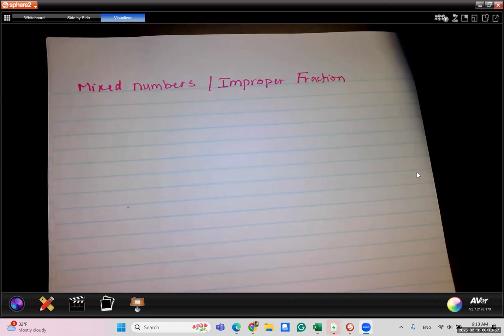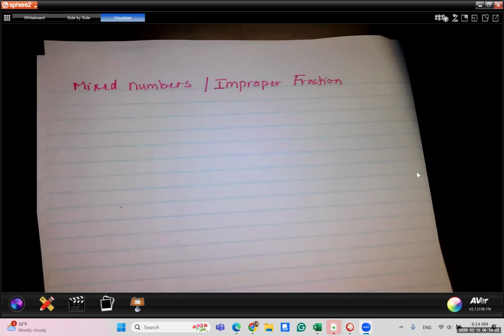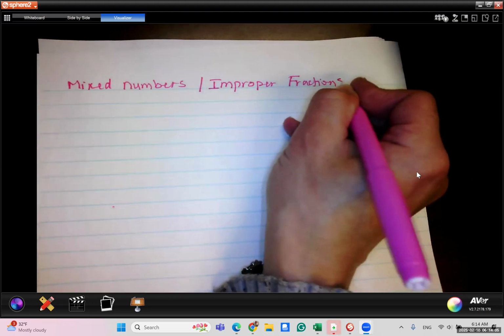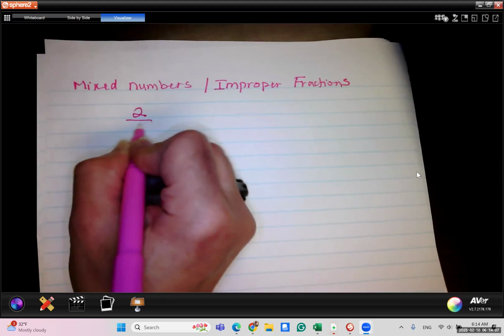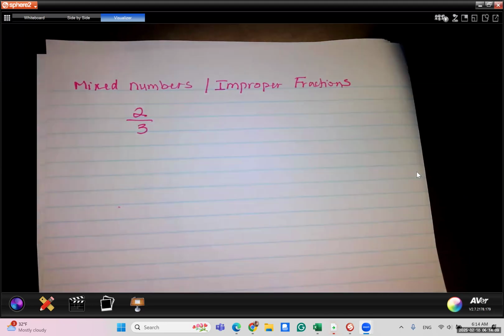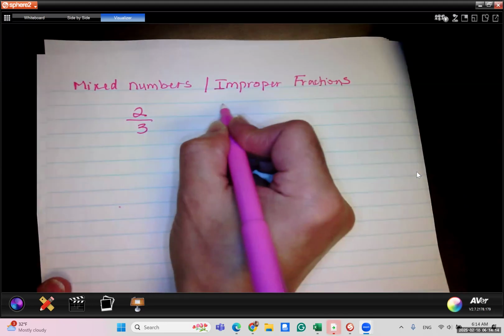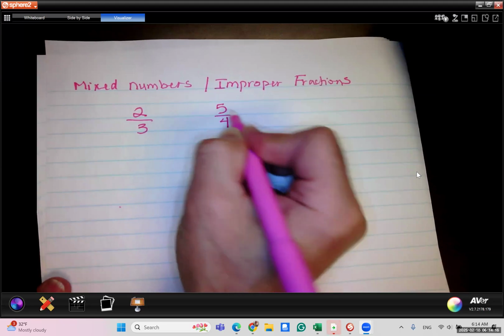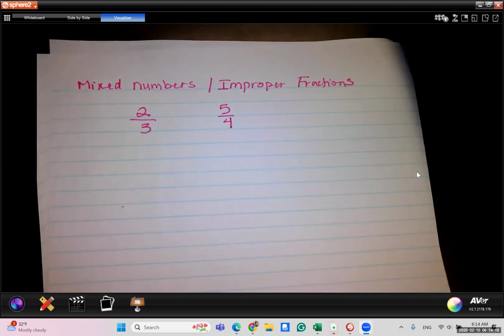Okay, so let's backtrack. Improper fractions are fractions where the numerator is larger than the denominator. Remember that the whole point of a fraction is to show part of a whole, and parts are supposed to be smaller than wholes. So when you have a fraction where the numerator is larger, that doesn't make sense. How can you have more parts than an entire whole? So when that's the case, we call it improper, because it is not right, okay?